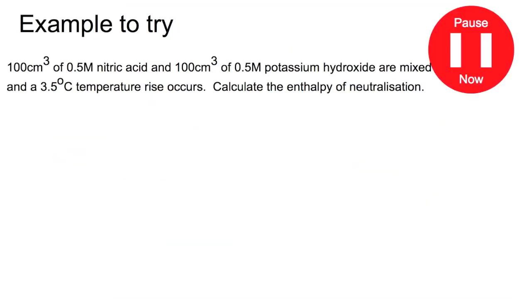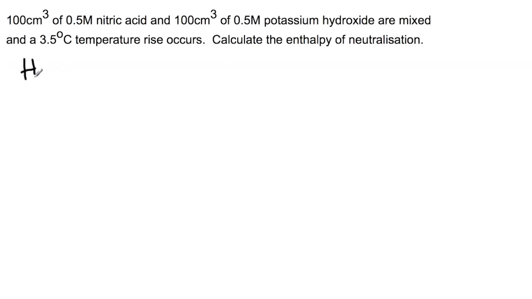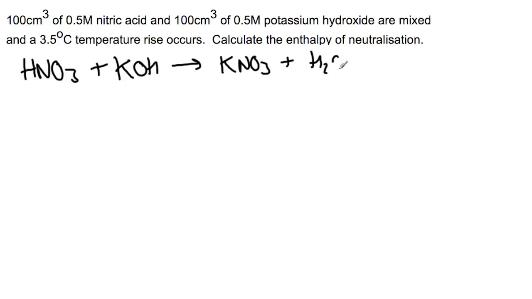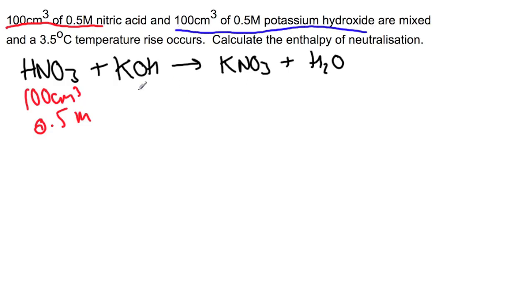Here's an example for you to try. Pause the video now. In this example, we have nitric acid, HNO3, and potassium hydroxide, KOH, producing potassium nitrate and water. And this equation is balanced as it's written there. So we have 100 centimetres cubed of 0.5 molar nitric acid, and we have the same values for our potassium hydroxide. And we have a temperature rise of 3.5 degrees.